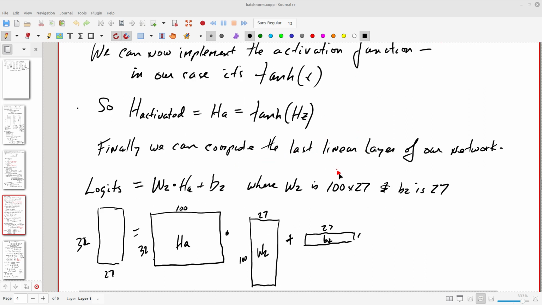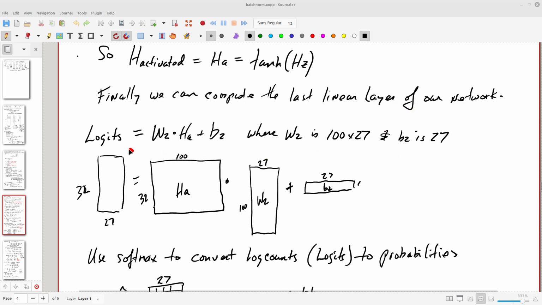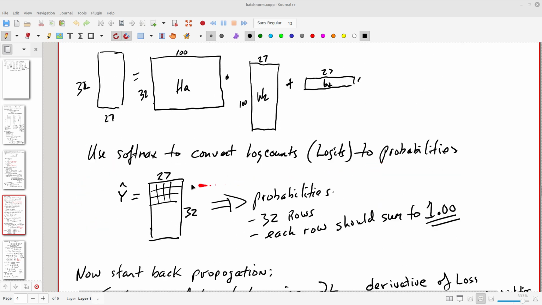Finally, we compute the last linear layer of our network, which are the logits, by using W2 times HA plus B2, and we end up with this 32 by 27 logits right here. Then we use softmax to convert the log counts to probabilities. So this guy here, we can change them to probabilities so that each row should sum to 1.